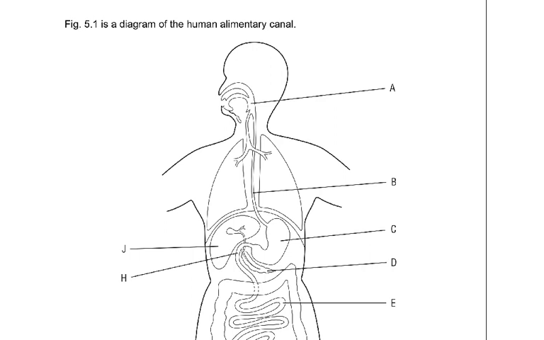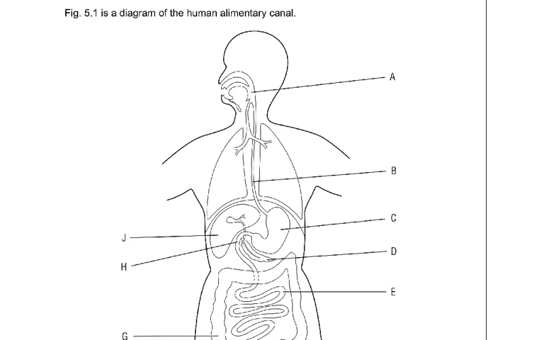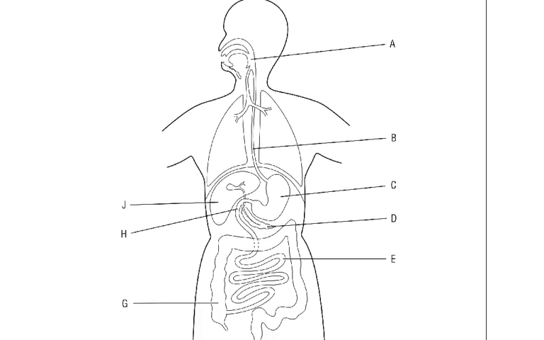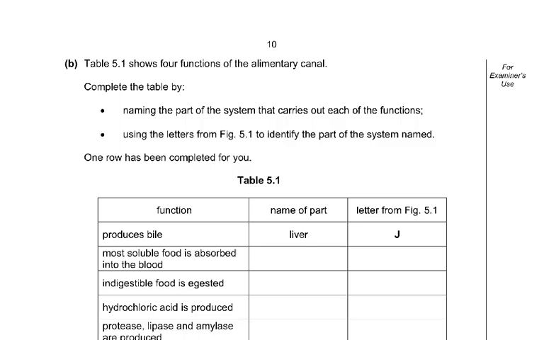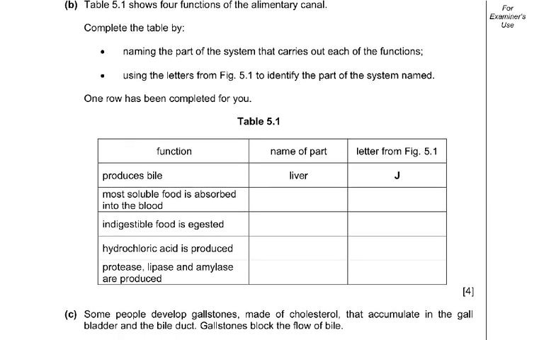Then figure 5.1 is a drawing of the alimentary canal, and they've got all this labeled for you: A, B, C, D, E, F, G, all that. And then they're asking you, table 5.1 shows 4 functions of the alimentary canal. Complete the table by naming the part of the system that carries out each of the functions, using the letters from figure 5.1 to identify the part of the system named. One row has been completed for you.